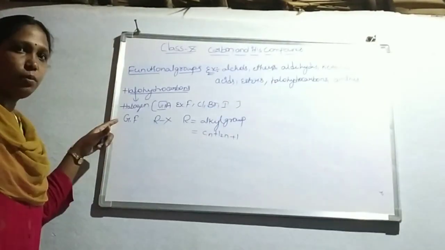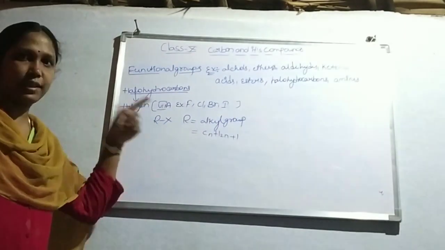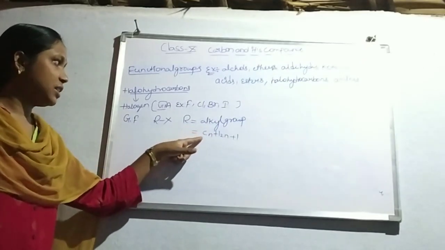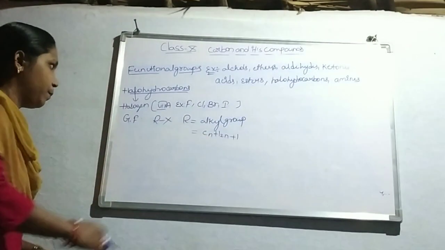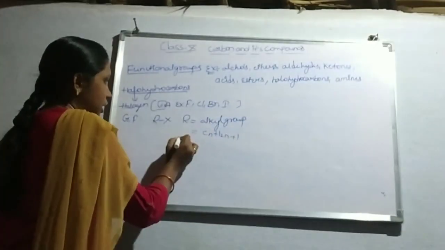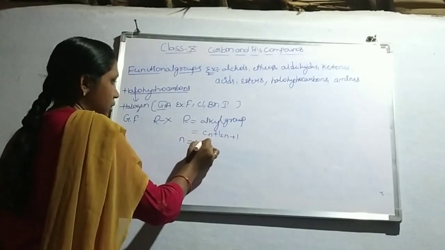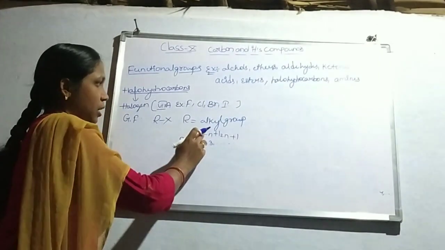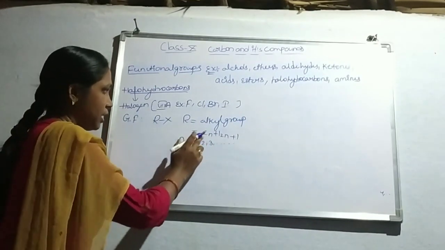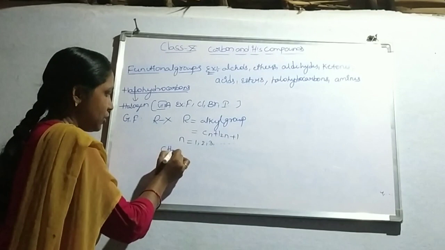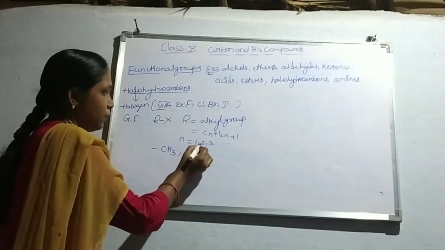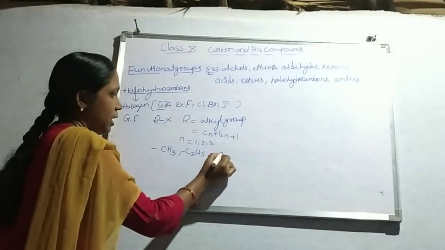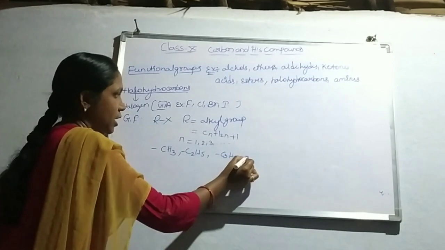So the general formula of halohydrocarbons is RX, where R is an alkyl group with general formula CnH2n+1. Here n starts from 1, 2, 3, and so on. Substitute into the formula and write down the alkyl groups. If n is 1, that is CH3; if n is 2, C2H5; and C3H7, etc.